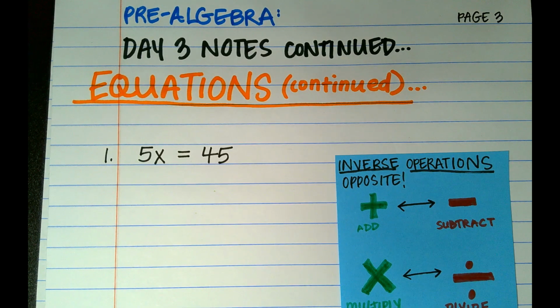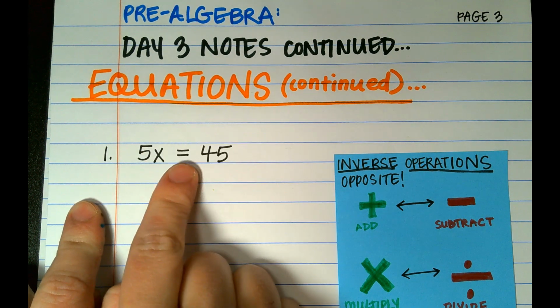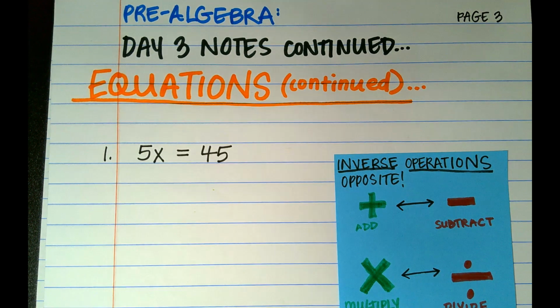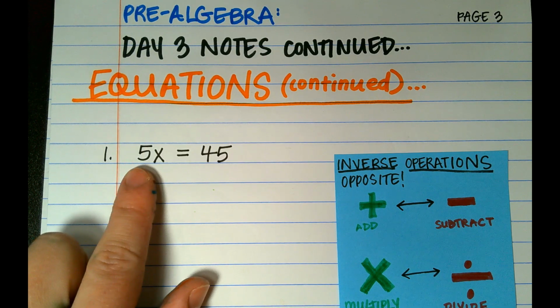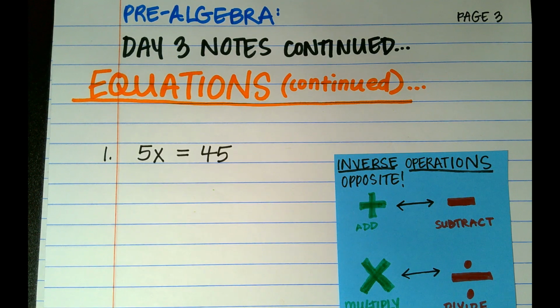Okay. What does 5x mean? Times. It's multiplication. That's what's happening here. 5 times x equals 45. What do I need to get rid of? The 5. If I am multiplying by 5 here, what's the opposite of multiplying? Dividing. Right. So here's how we write it in an equation.